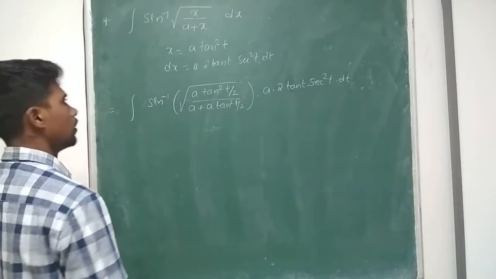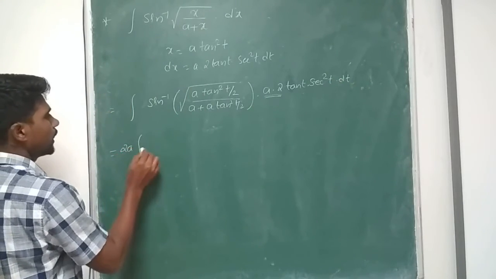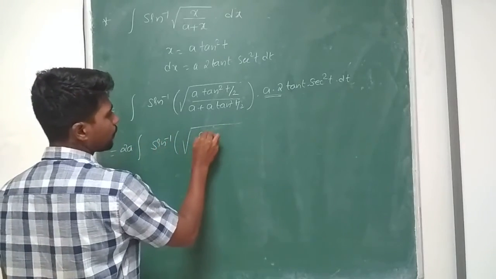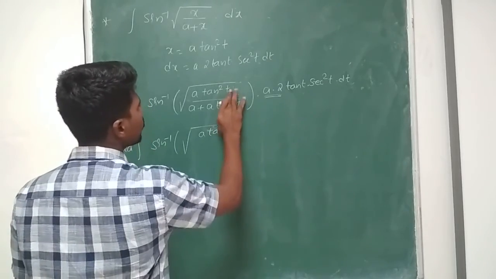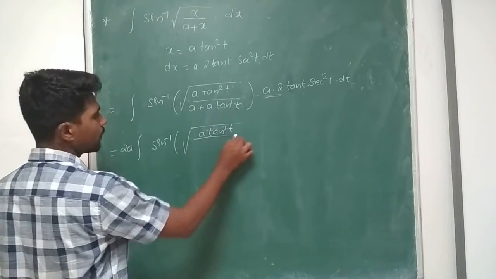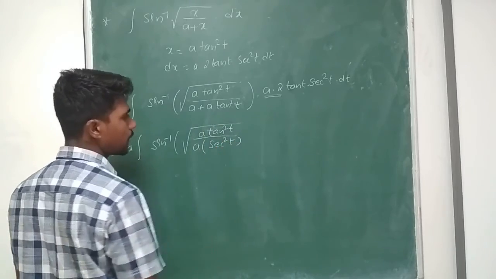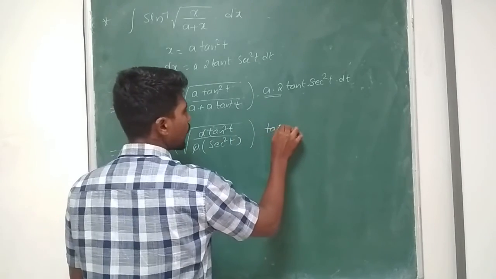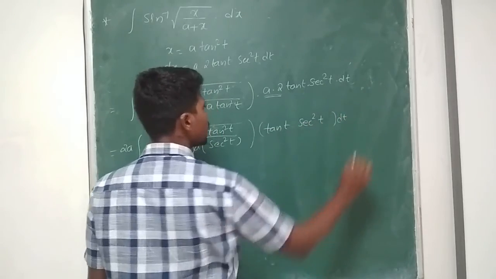Okay, now 2a is a constant, so I can take it out. 2a integral sin inverse of root over a tan square t. Sorry, I use t only. You don't need to go for the t by 2. a tan square t by, if I take a common, I get 1 plus tan square t, which is nothing but secant square t. So a and a get cancelled. I have here tan t into secant square t dt.